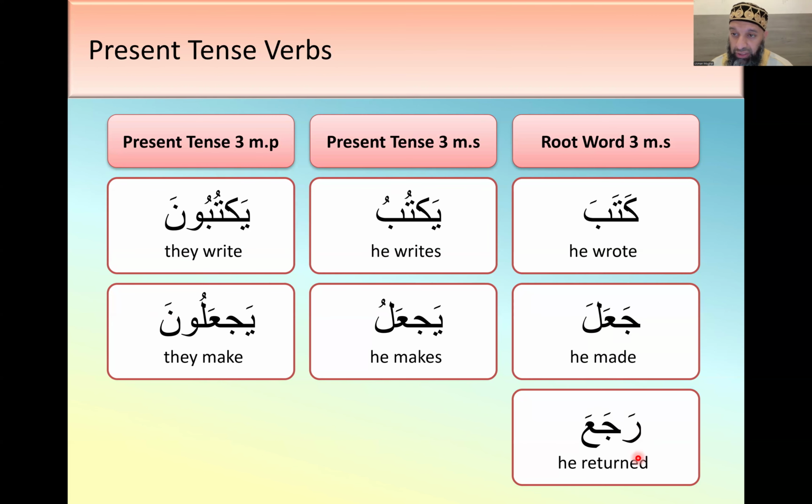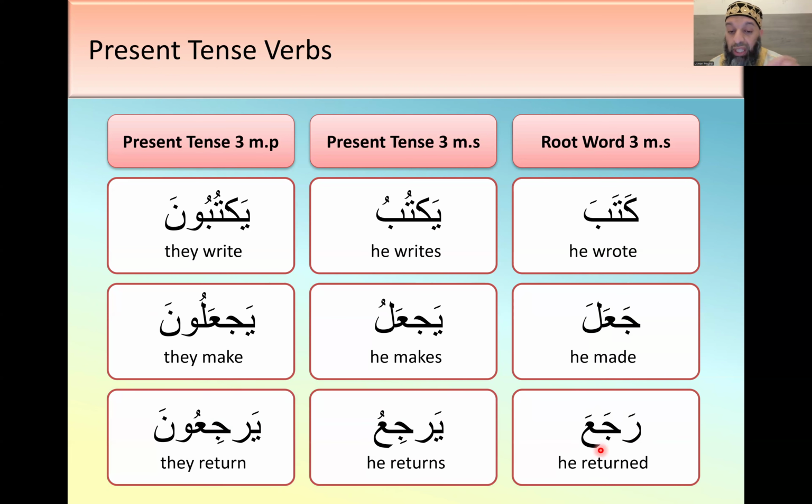Raja'a means he returned. Like inna lillahi wa inna ilayhi raji'un, we will return. Right? Raja'a means to return. He returned. Yarji'u means he returns, and yarji'una means they all return. So these are just some examples of how you get a past verb and you make it into a present verb. And from the present verb singular, you make it into a plural present verb.